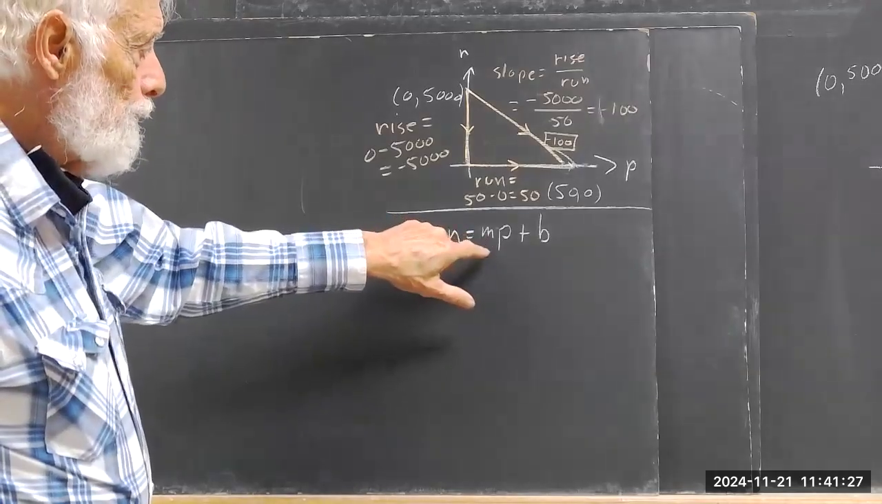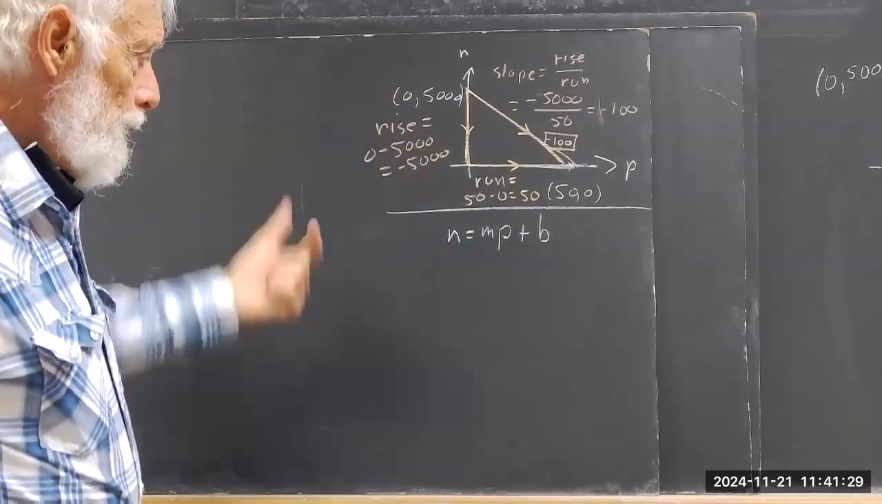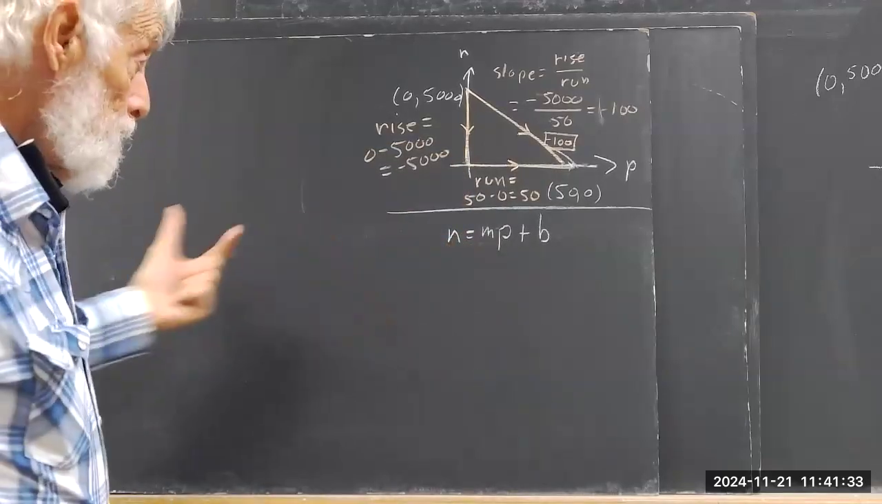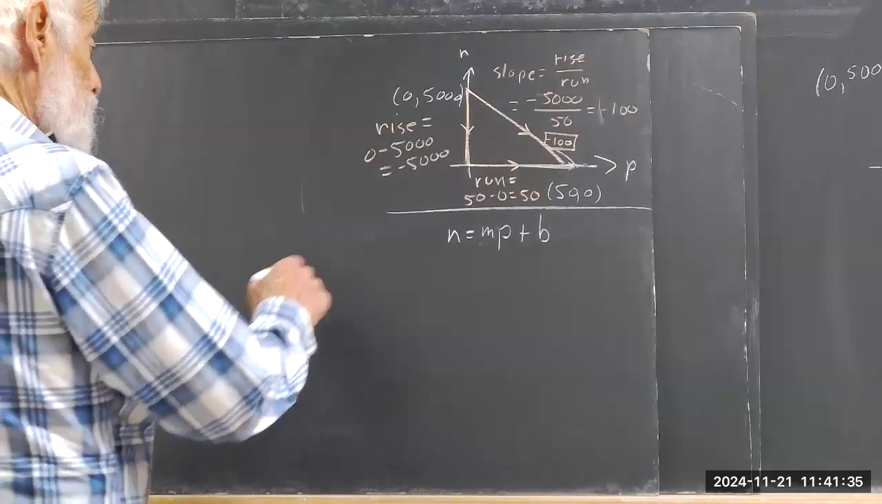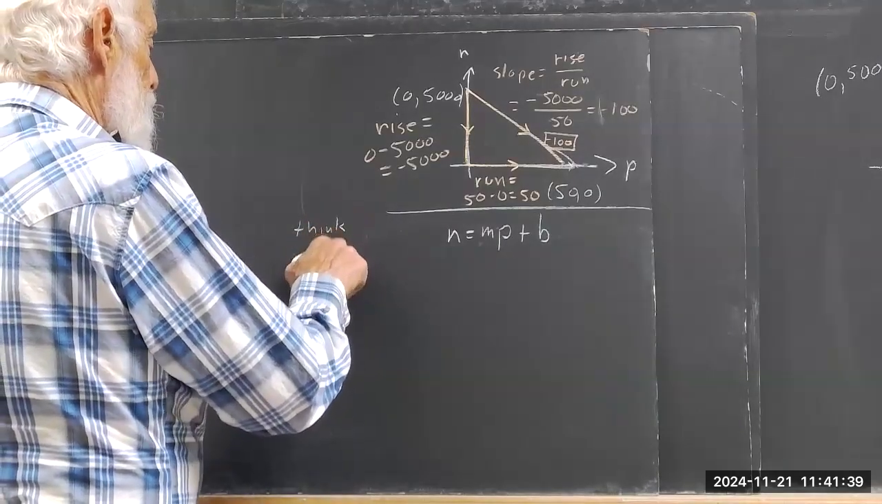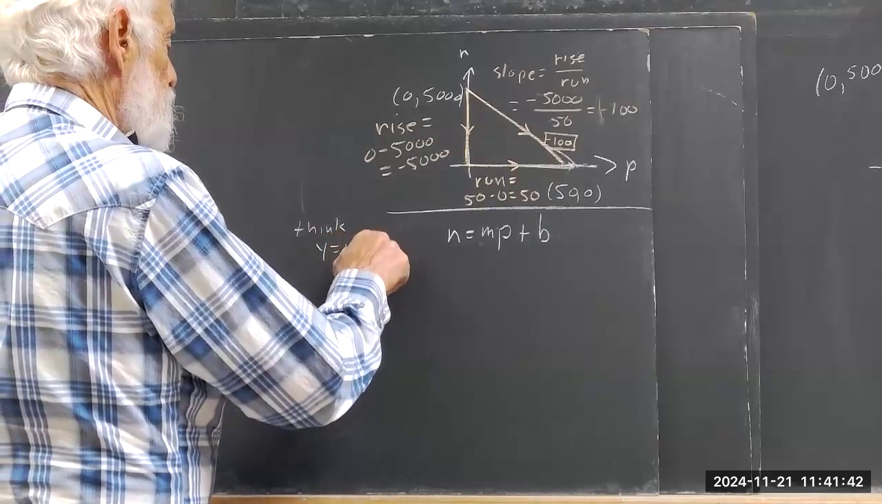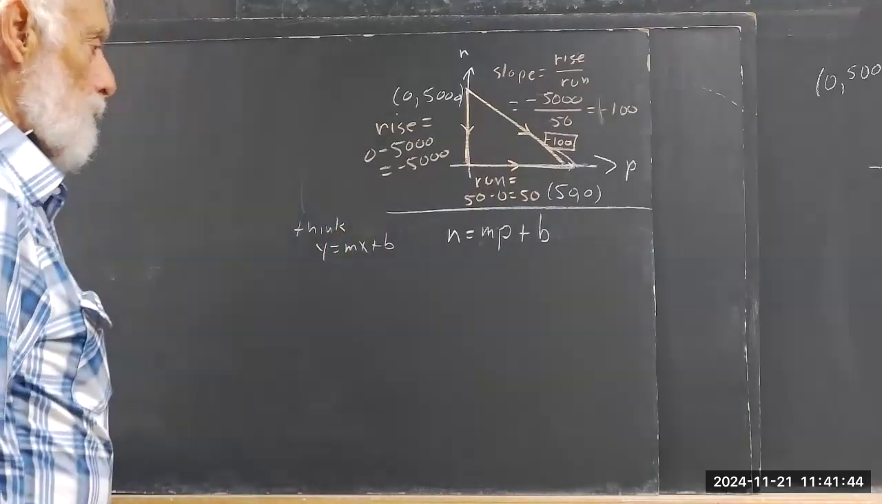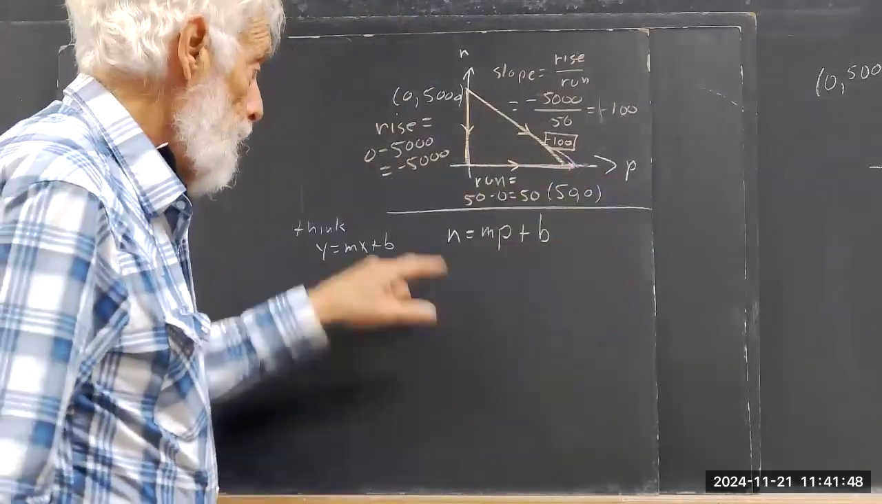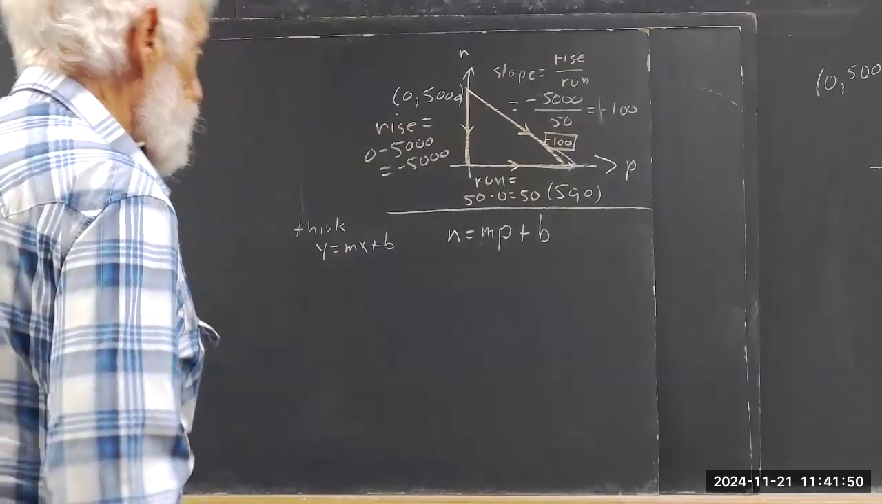Now we know that n equals mp plus b. Why did we bother finding the slope? Well, that's the slope. It's just like y equals mx plus b. But we're replacing y by n, and we're replacing x by p. Okay, so we get this equation.